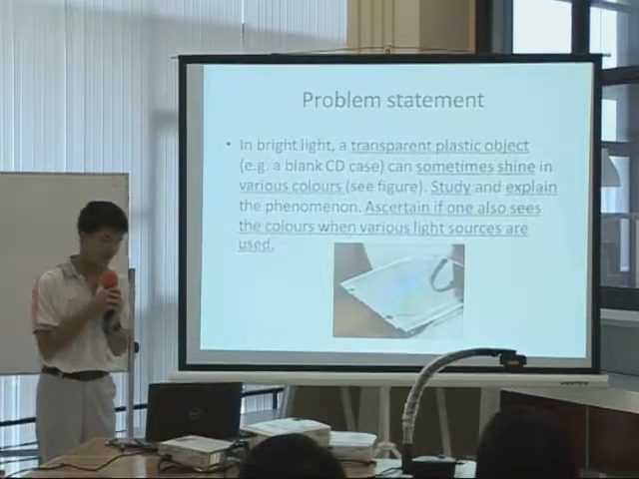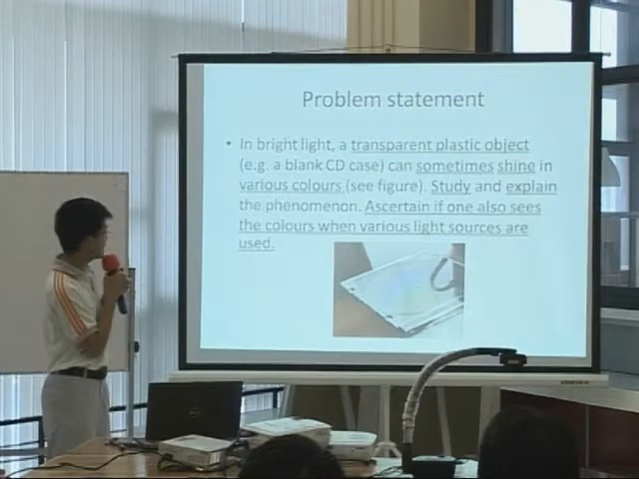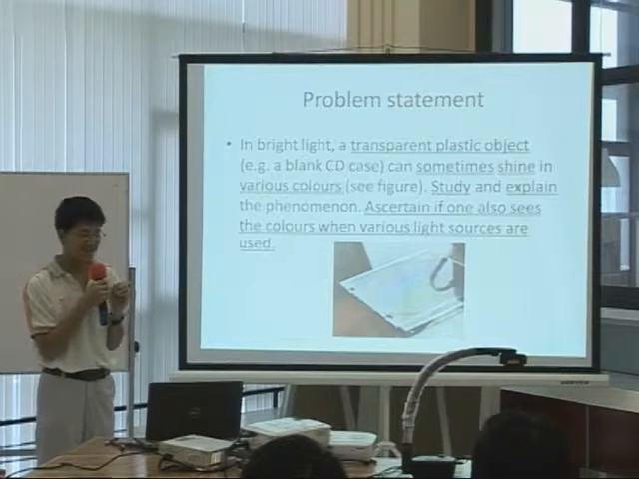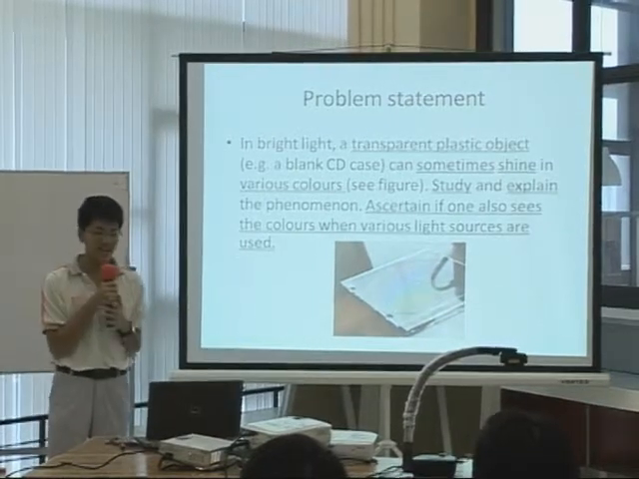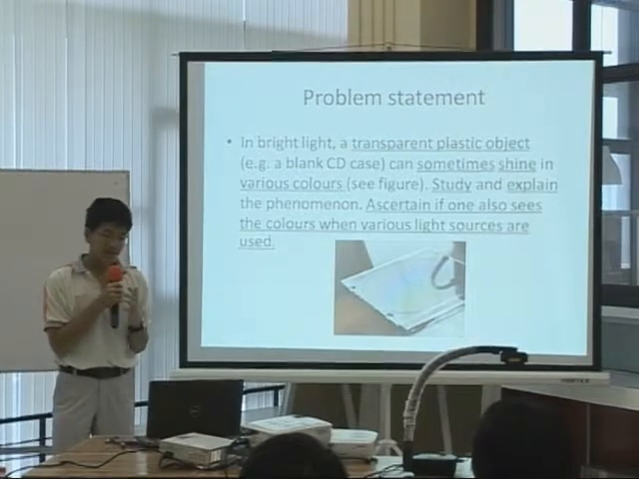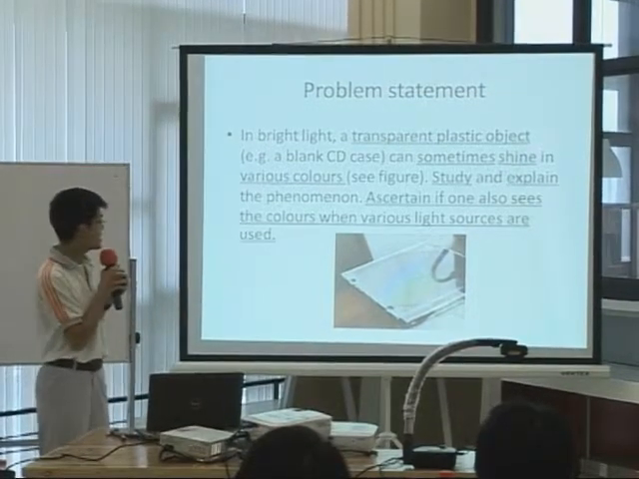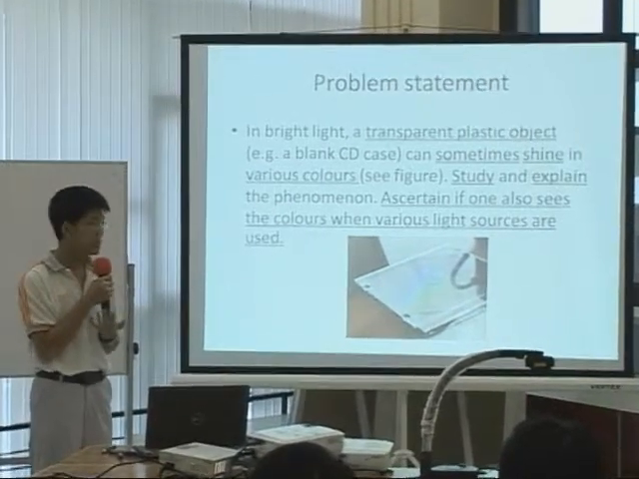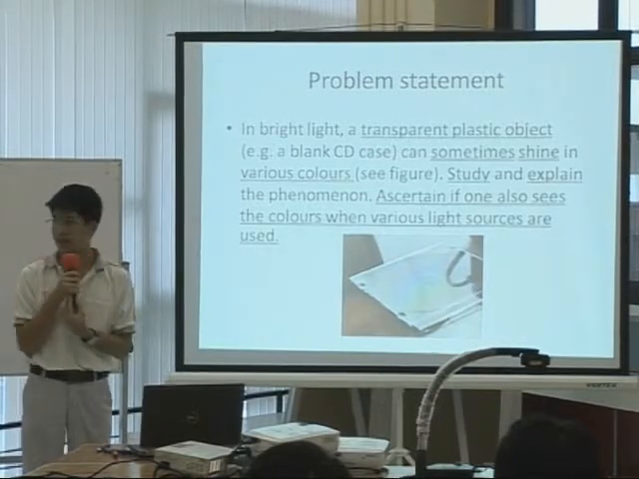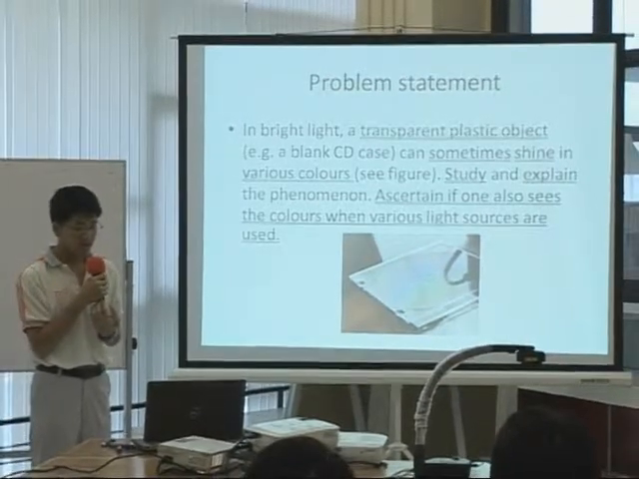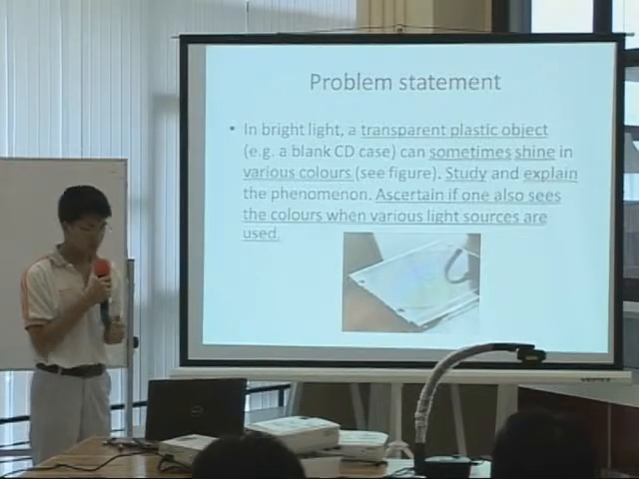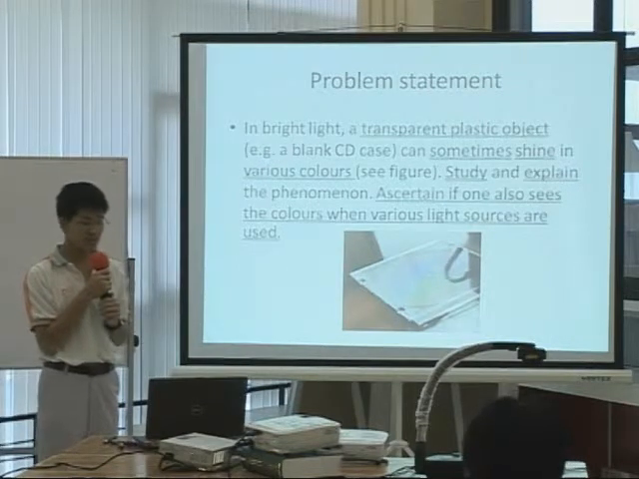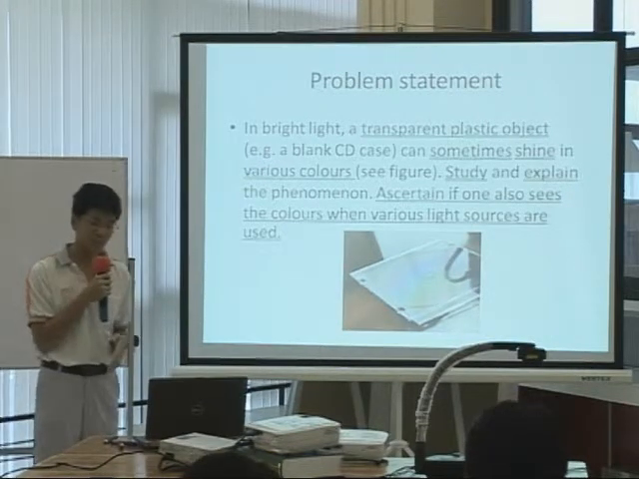First, let's look at the underlined words. Transparent plastic object: I defined it, I think I'll use a blank CD case as a transparent plastic object. Sometimes shine. This means that not in every condition does it shine. There are only specific conditions that need to be met for it to shine. The problem wants us to study and explain the phenomenon and also make sure, if we use various light sources, what will happen.